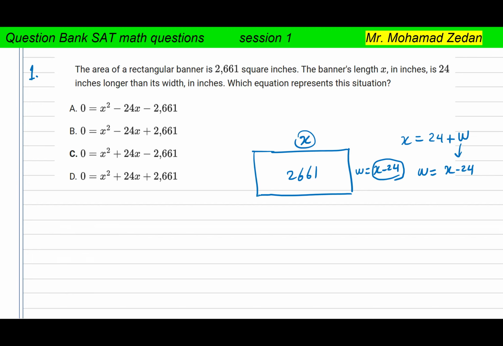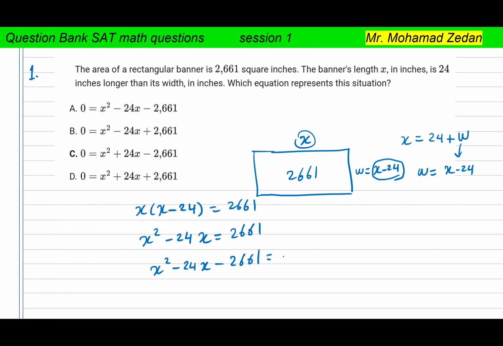Of course, the area of a rectangle is the length times the width. So x times (x minus 24) is equal to 2661. So x squared minus 24x is equal to 2661. So x squared minus 24x minus 2661 is equal to 0. This is a quadratic equation coming from forming the area of the rectangle, length times width gives you the area 2661. So the correct answer is A, this one.